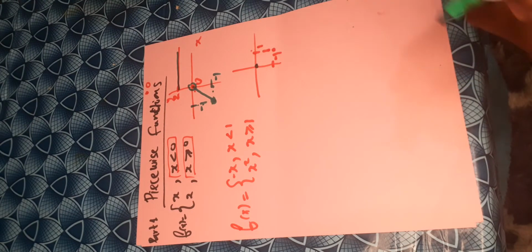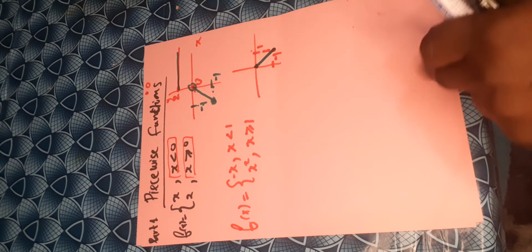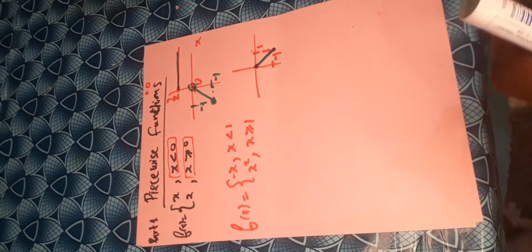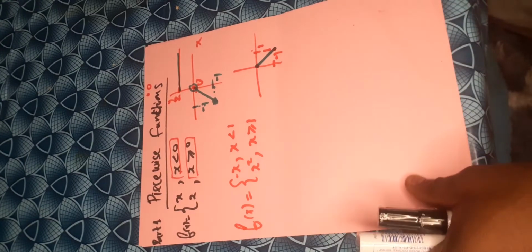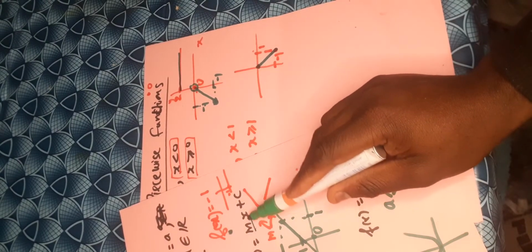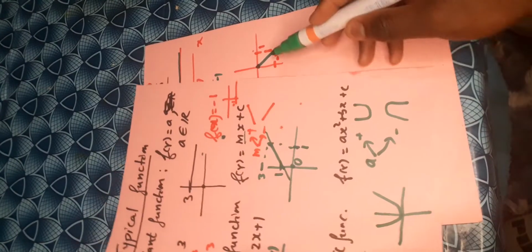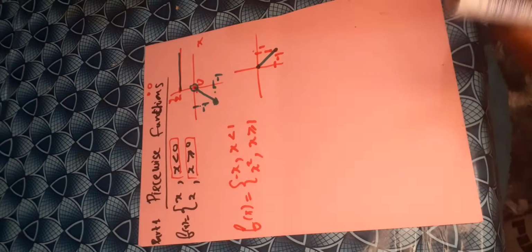Okay? So my line will be what? And if you remember what we said earlier on the typical function, if my this equal to minus, it goes like this. Exactly, when you see, exactly like that.